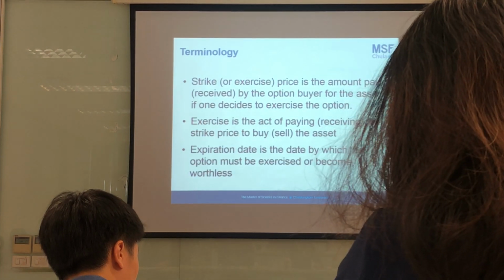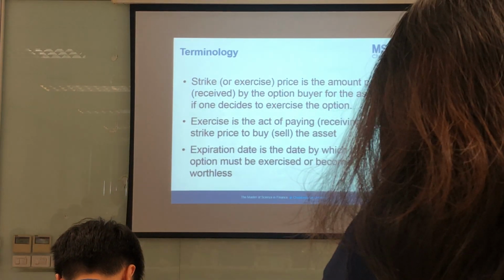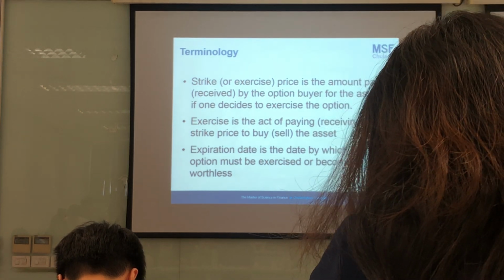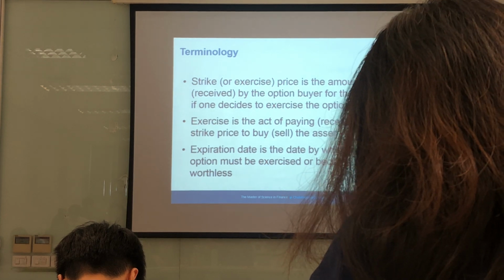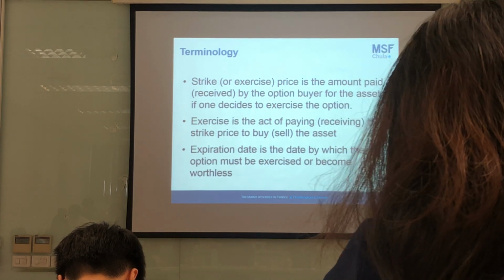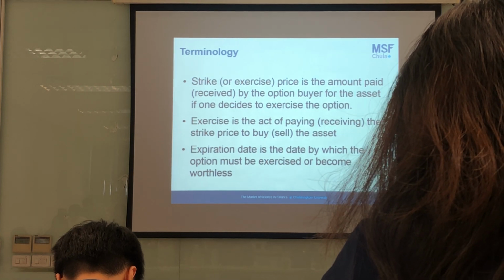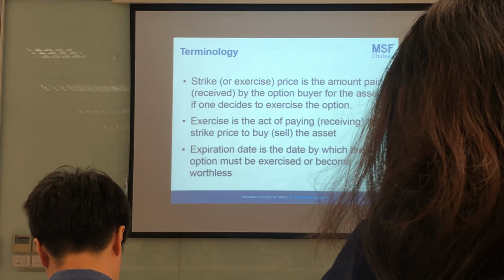I already mentioned the strike price, or exercise price. This is the price at which you can buy or sell the underlying asset. For the call option, the exercise price is the price at which you can buy the underlying asset. For the put option, the exercise price is the price at which you can sell the underlying asset.